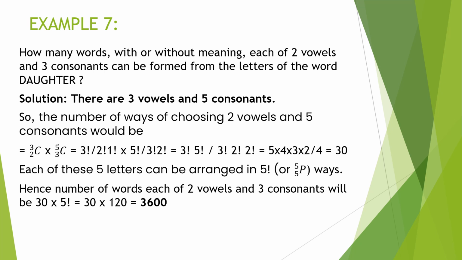Now each of these 5 letters can be arranged in 5 factorial ways. That means 5P5 ways. Hence the total number of words, when you're forming words, remember first thing is you select the letters and after that you arrange them. So arrangement will be also important over here. So in this example you are using combination and permutation, both the things actually. So each of the 5 letters can be arranged in 5 factorial ways. Hence the number of words each of 2 vowels and 3 consonants will be how many? 30. First you are selecting the letters and then arrangement. So 30 into 5 factorial, which is 30 into 120 or 3600 possibilities.